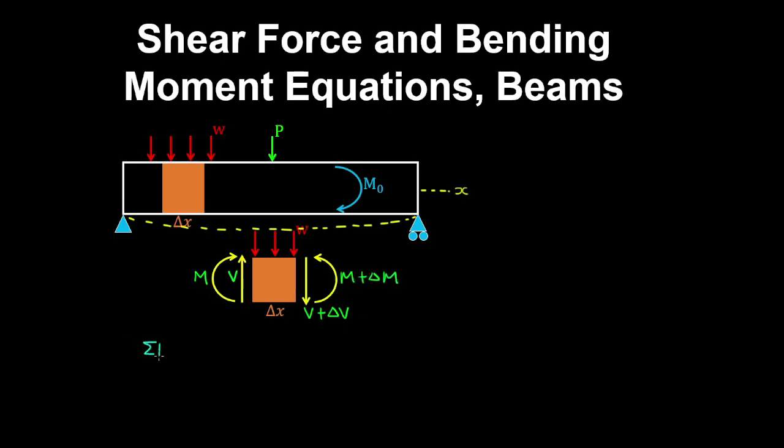And now if we take a vertical equilibrium of forces, where upwards is positive, we have the shear force on the left minus the shear force on the right, and then minus the resultant of the distributed load. In doing some simplifications and solving for delta V, we obtain delta V is minus w delta x. And dividing through by delta x gives delta V on delta x is equal to minus w.